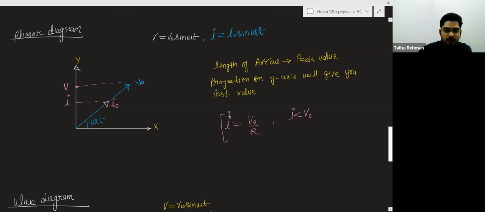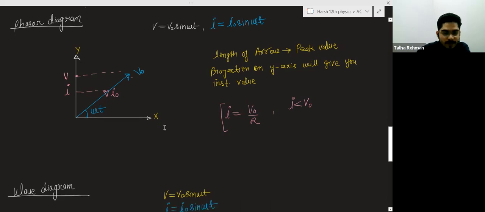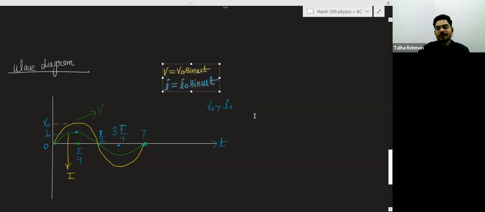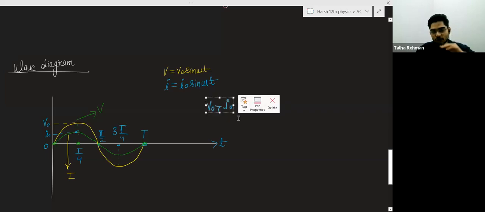Basically, in your syllabus there is only the phasor diagram, but I am telling you the wave diagram also for this circuit. For the wave diagram, you should know the equation of the current and the voltage. The equation of the voltage is V naught sin omega t, and I naught sin omega t is the equation of the current. Both will be sine curves, but the value of the peak voltage is greater than the value of the peak current.